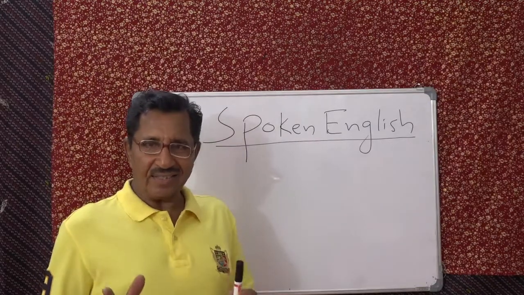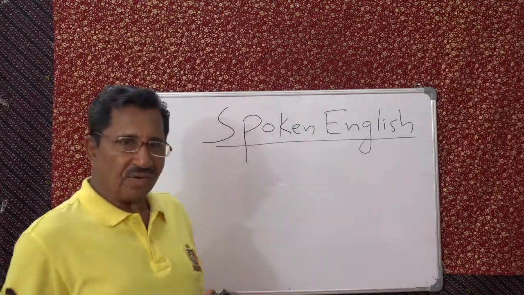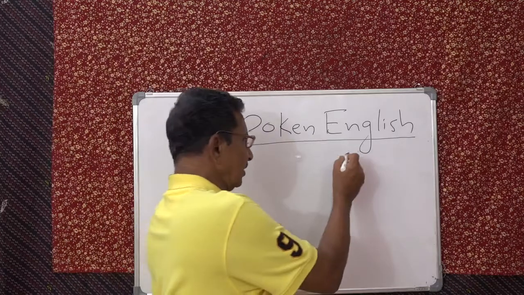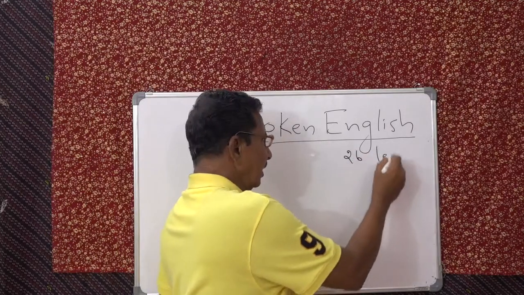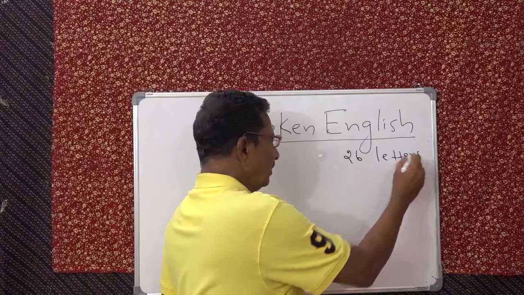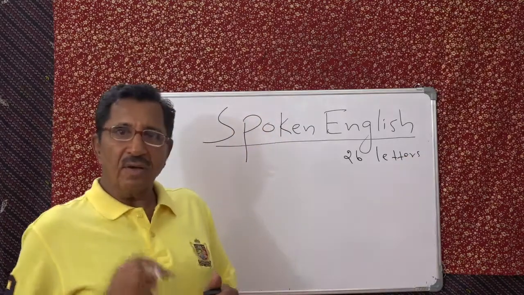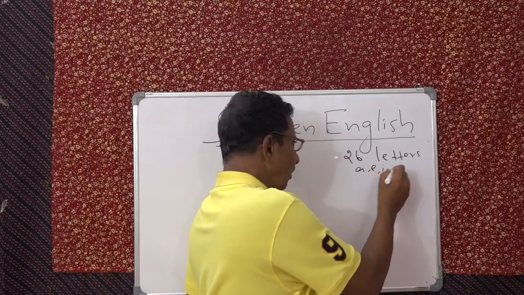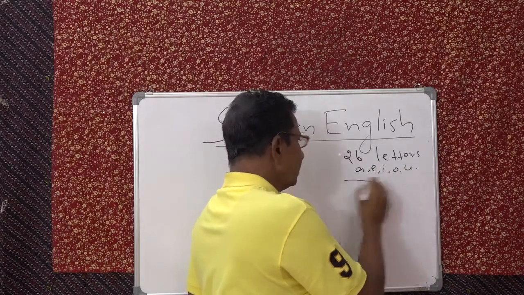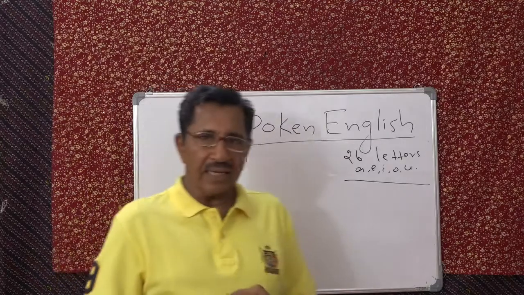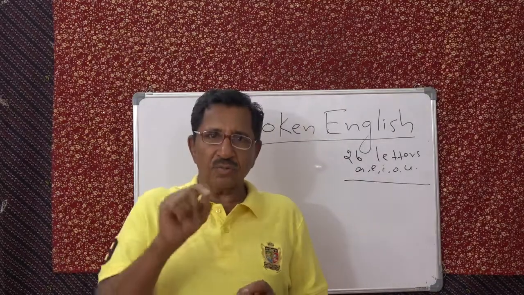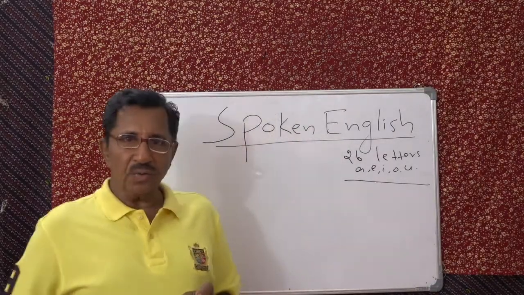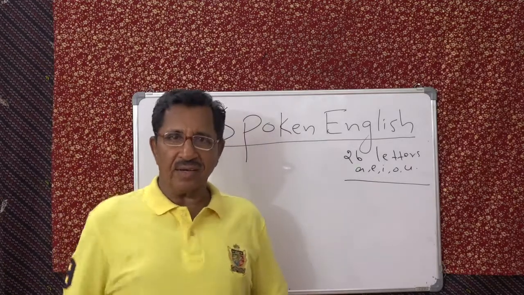You know written English, isn't it? In written English you have got 26 letters. Of these, 5 of them are vowel letters: A, E, I, O, U. So this is about letters. Spelling, writing. You use spelling for writing. You use alphabets for writing.